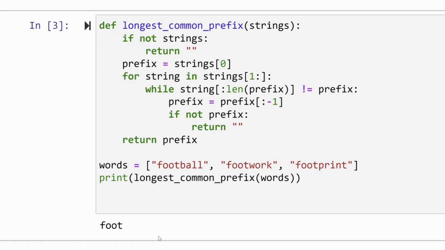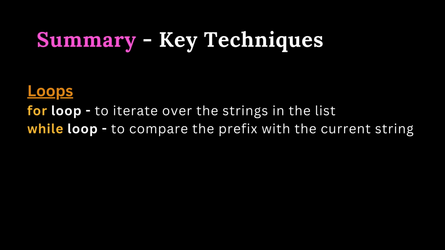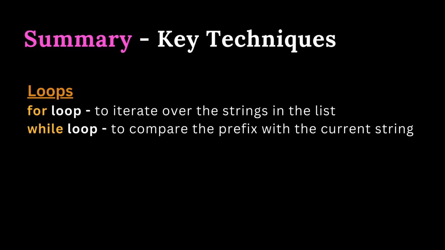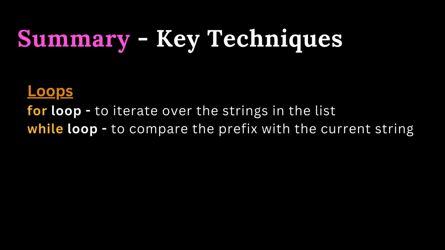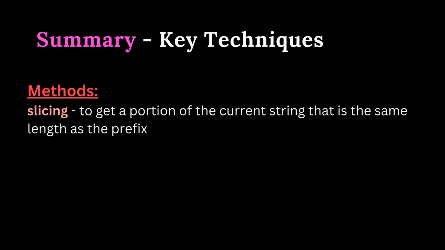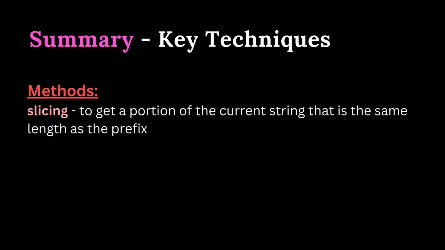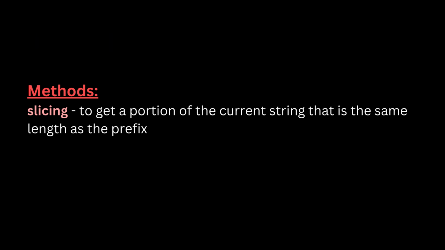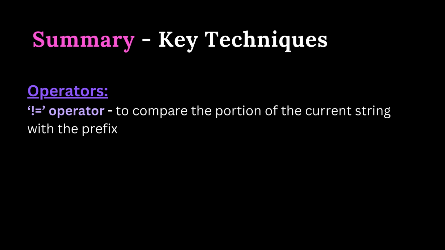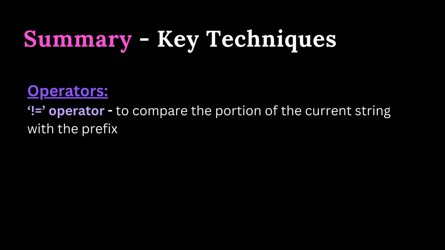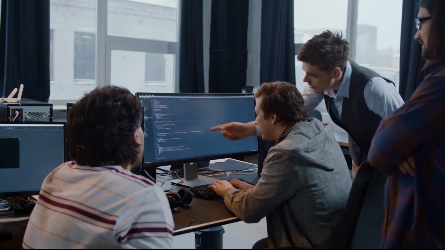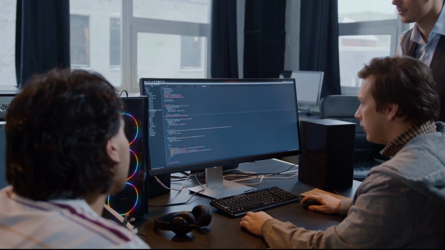To summarize the key techniques we learned in this tutorial, we used a for loop to iterate over the strings in the list. Inside the for loop, we used a while loop to compare the prefix with the current string. We used slicing to get a portion of the current string that is the same length as the prefix. Python uses zero-based indexing. We used the not equal to operator to compare the portion of the current string with the prefix. Finding the longest common prefix is a fundamental problem in computer science and is used in various applications, such as searching, sorting, and text processing.